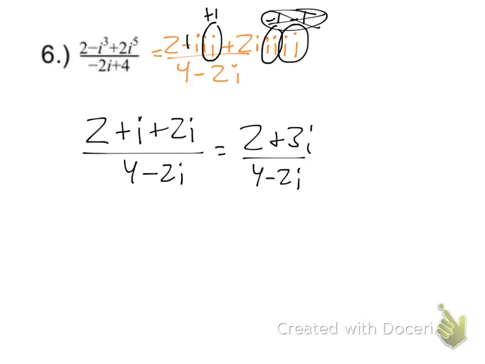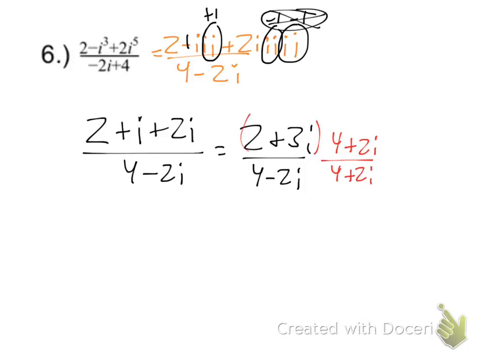And of course, the last step here is we don't like I's in our denominator, so I'm going to multiply by the conjugate, and the conjugate is what? Jackson. I'll wait for you. Yep. It's 4 plus 2I. 4 plus 2I.